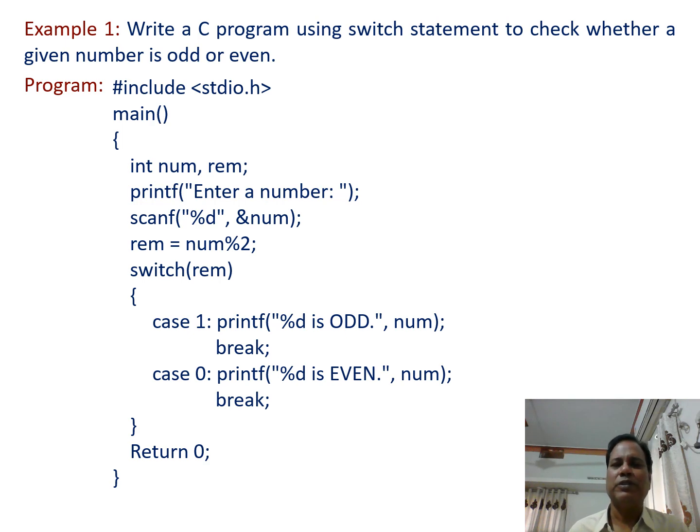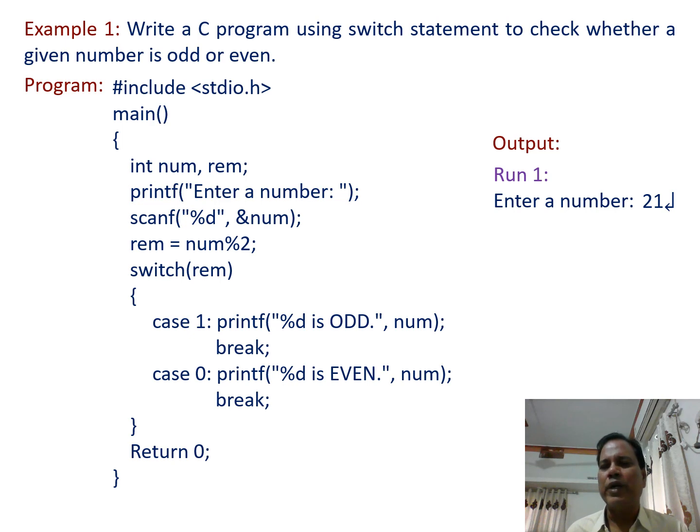When this program is run, we get the output like this. In the beginning, "Enter a number" is displayed, and when we type 21 and press the enter key, this 21 is taken in and stored in the variable num. Then using the next statement, this number is divided by 2 and the remainder is found.